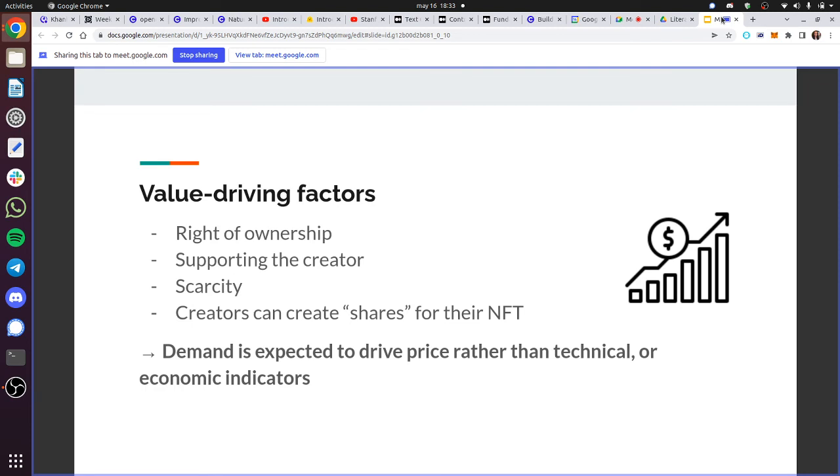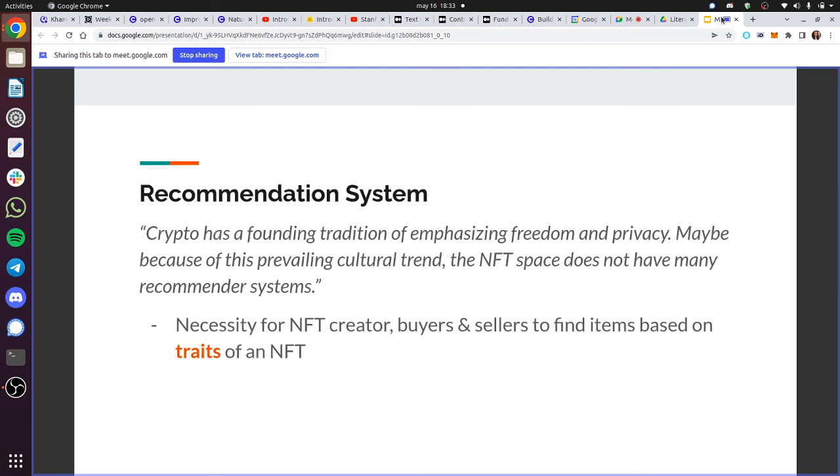In the paper they described that the demand is expected to drive the price rather than technical or economic indicators, but of course they also play a role. So on the next slide, I have one important sentence from the paper. Crypto has a founding tradition of emphasizing freedom and privacy. Maybe because of this prevailing culture trend, the NFT space does not have any recommendation system. So there are not many or not at all any recommendation systems, but there is a need for the creators, for the buyers and sellers.